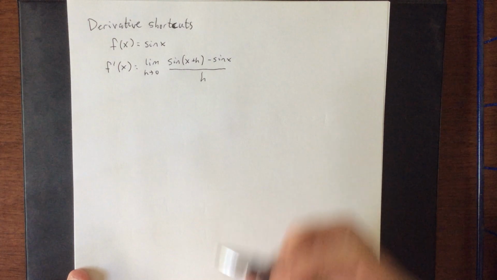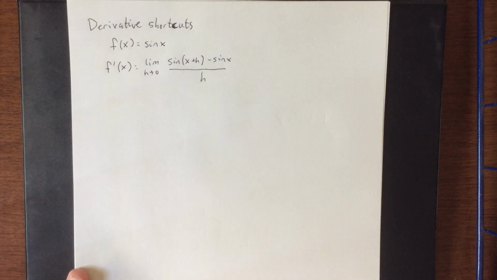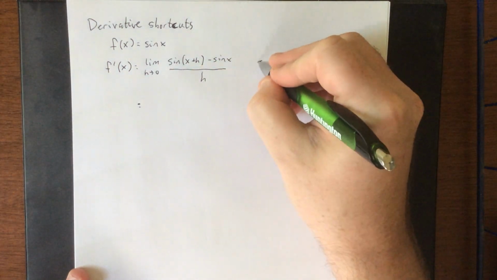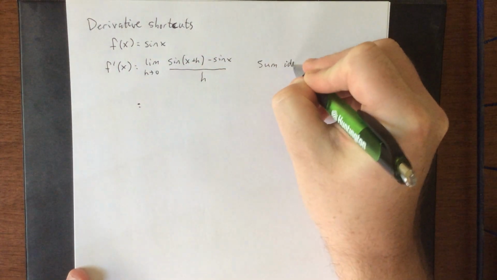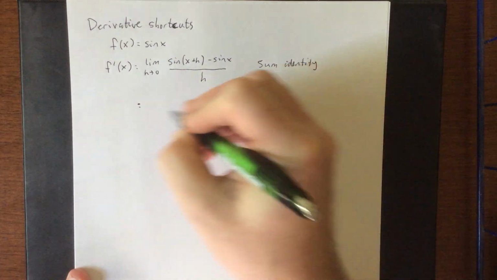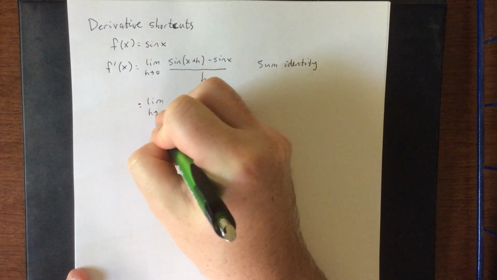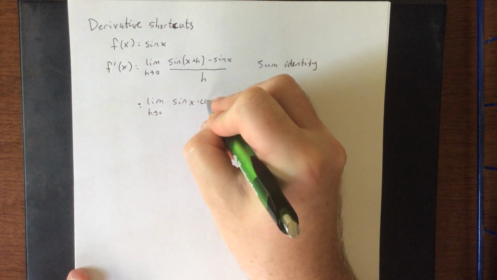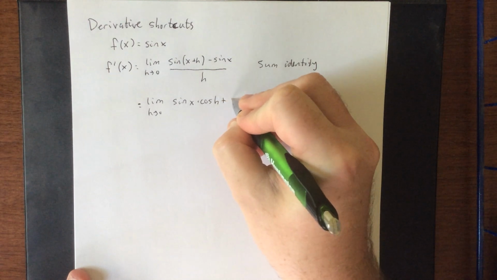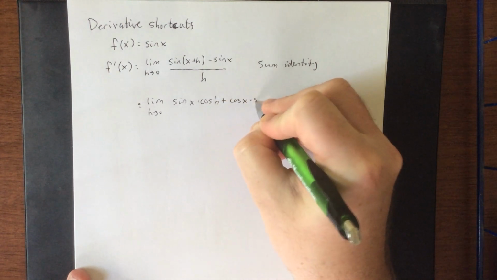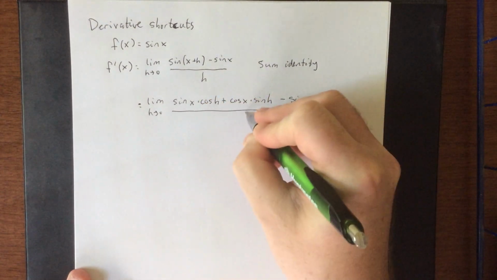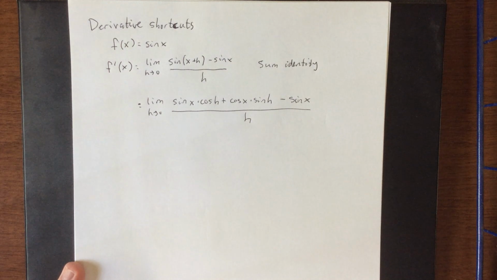Now, obviously, if we attempt to use the direct substitution property, bad things will happen at this point. We will wind up with 0 divided by 0. So I'm going to use a sum identity. That is the sine of a sum. So this is the sine of x times the cosine of h plus the cosine of x times the sine of h. So again, sum identity for the sine.